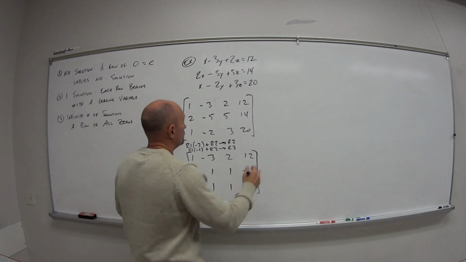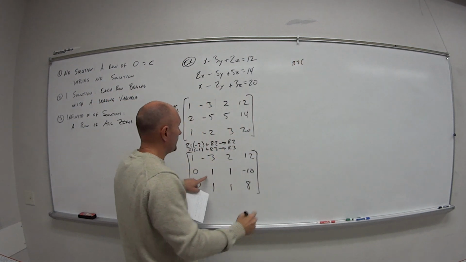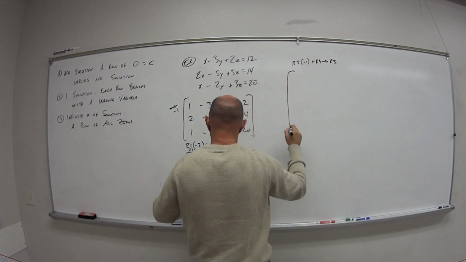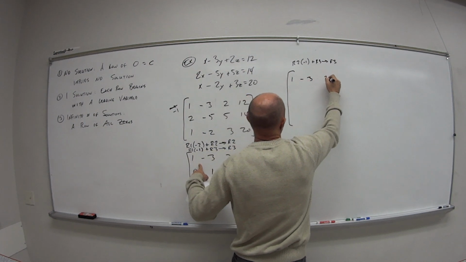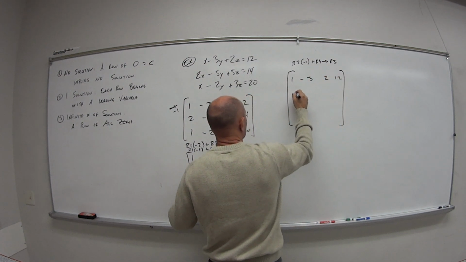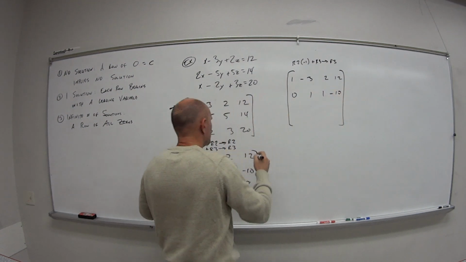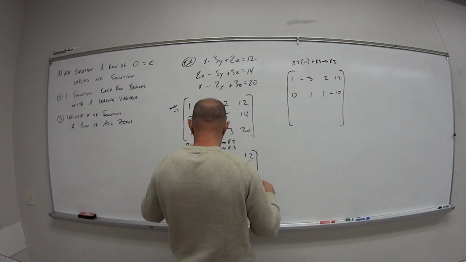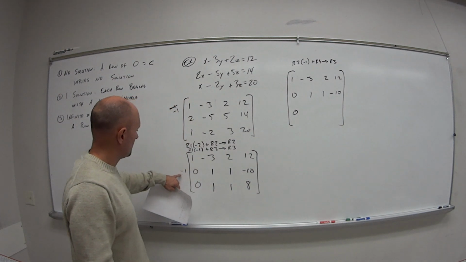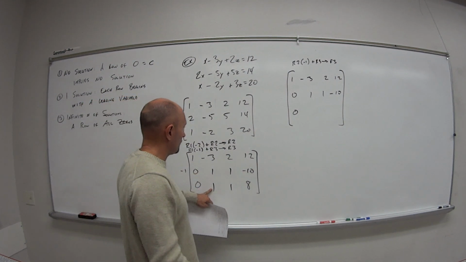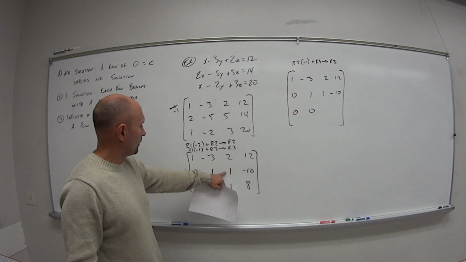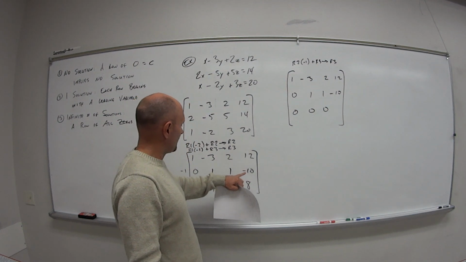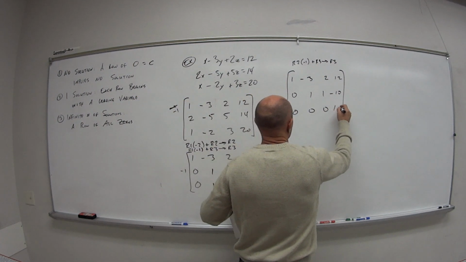So I'm going to do row 2 times -1 plus row 3 gives me a new row 3. So I leave row 1, 1, -3, 2, 12. Leave row 2, 0, 1, 1, -10. And now multiply row 2 by negative 1 and add it. So 0 times negative 1, 0 plus 0 is 0. Negative 1 times 1, negative 1 plus 1 is 0. Negative 1 times 1 is negative 1 plus 1 is 0. Negative 1 times negative 10 is positive 10 plus 8 is 18.